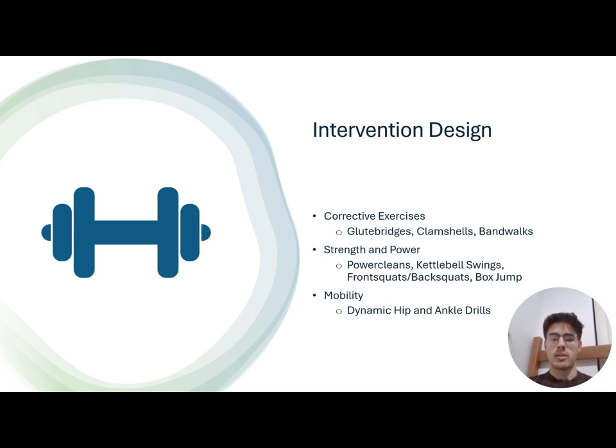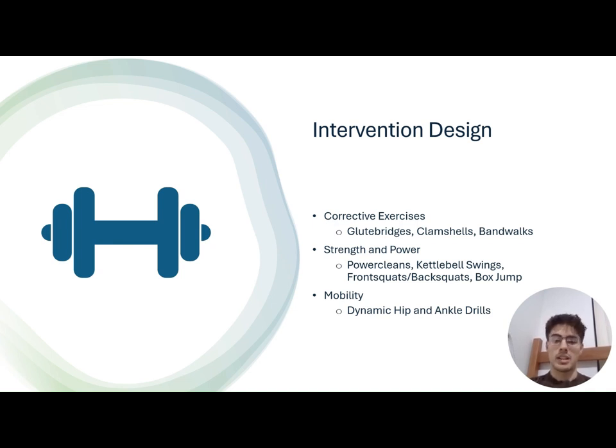For strength and power, we added power cleans, kettlebell swings, front squats, back squats, as well as box jumps. These movements are going to train explosive hip extension, triple extension, and lower body strength, all of which are directly related to vertical force production in the jump.